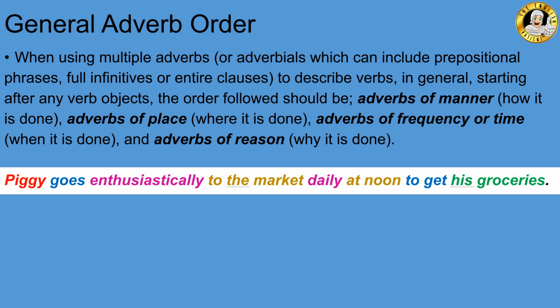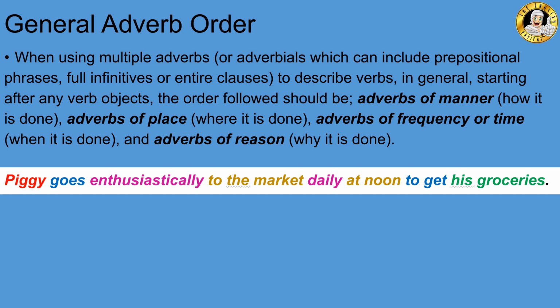So Piggy goes enthusiastically, how it is done, to the market daily. So to the market, by the way, is actually acting as an adverb of place, where it is done. So to the market prepositional phrase is acting as an adverb of place. And then daily, this is frequency. At noon, this is a prepositional phrase acting as an adverb, showing time, when it is done. And then to get his groceries. To get is a full infinitive or a to infinitive. It is acting as an adverb in this case. So this is acting as an adverb of reason.